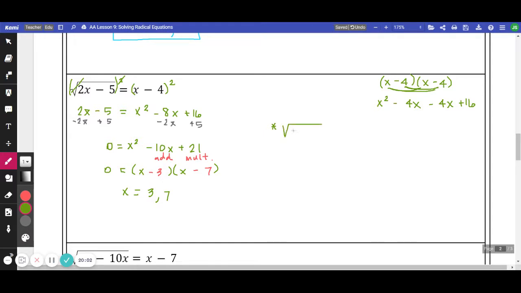3 times 2 is 6. And then 3 minus 4. So 6 minus 5 is 1. Square root of 1 is 1. On the other side, I get 3 minus 4. So here I get 1 equals negative 1. That is not true. That does not work. That means that when I plugged in 3 to test it and it did not work, that is not a good solution. That is called extraneous. So 3 is extraneous. It's an extra one that doesn't work.